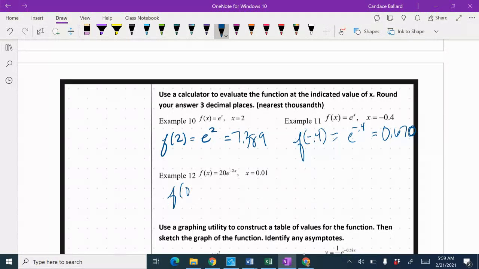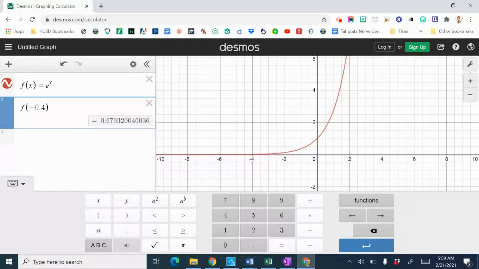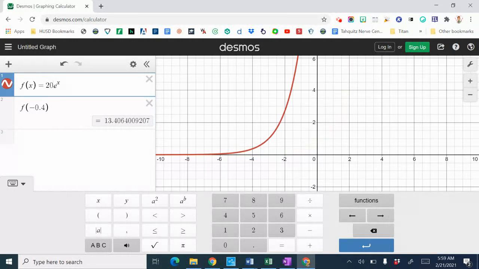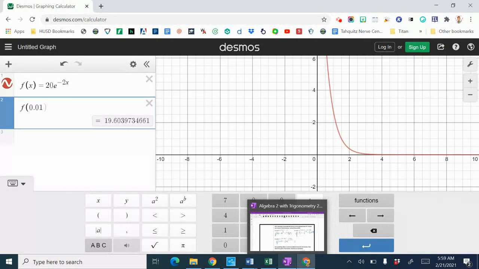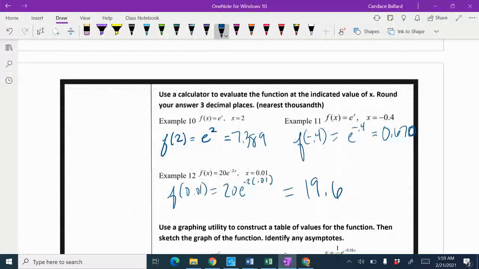This one's a little bit different. I'm going to find f of 0.01. So I get 20e to the negative 2 times 0.01. So I'm going to have to change what I typed into this part. So it's 20e to the negative 2. I'm just going to edit that. And then I want to find my value at f of 0.01. So it looks like it's 19.60, and because it's a 9 there, we would round it to 4. So 19.604.